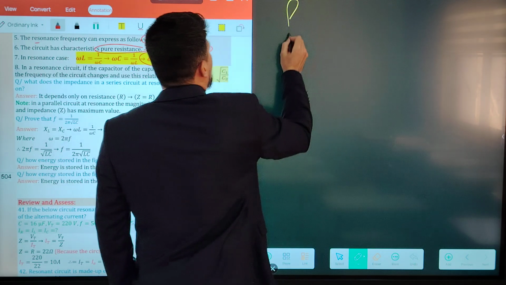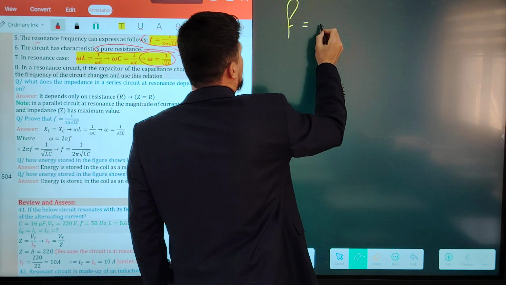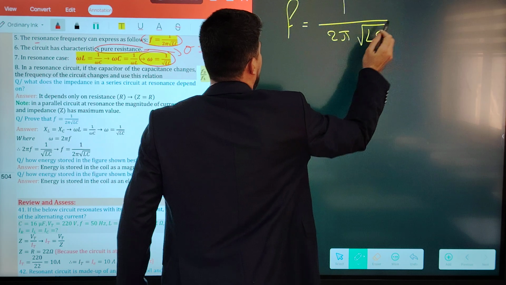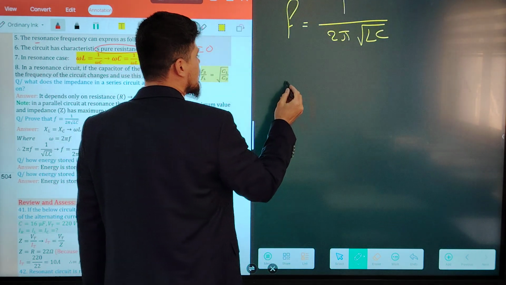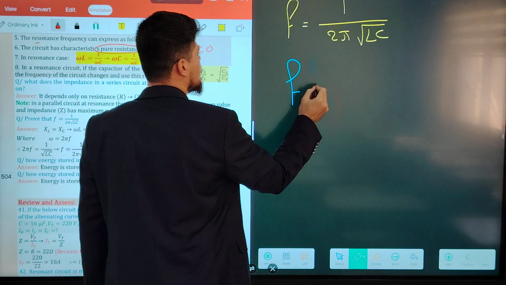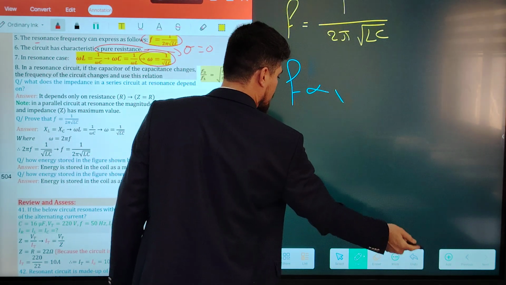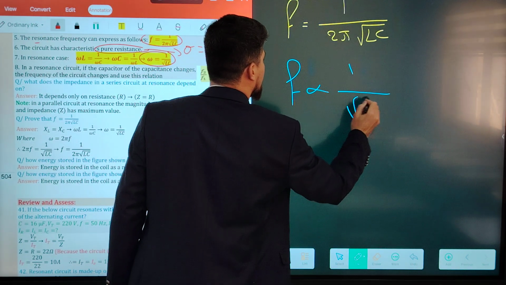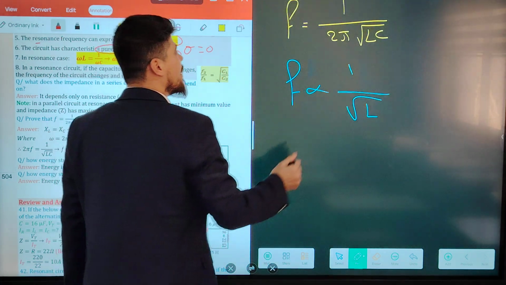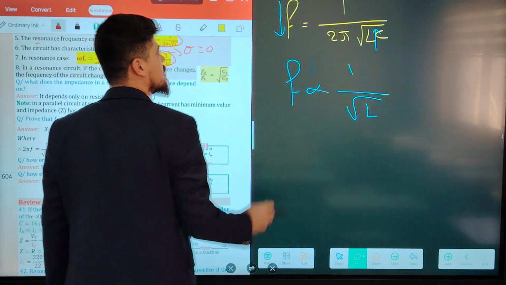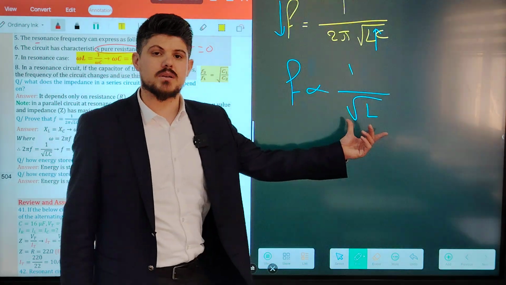Guys, look. In an oscillating circuit, frequency is equal to what? 1 over 2 pi radical LC. What is the relation between frequency and inductance? Inversely proportional. When the coefficient of self-inductance increases, what happens to the frequency? Decreases. But the relation is radical, be careful.